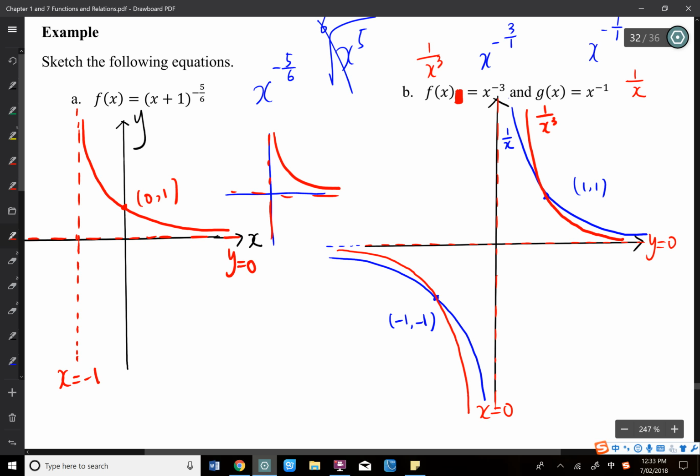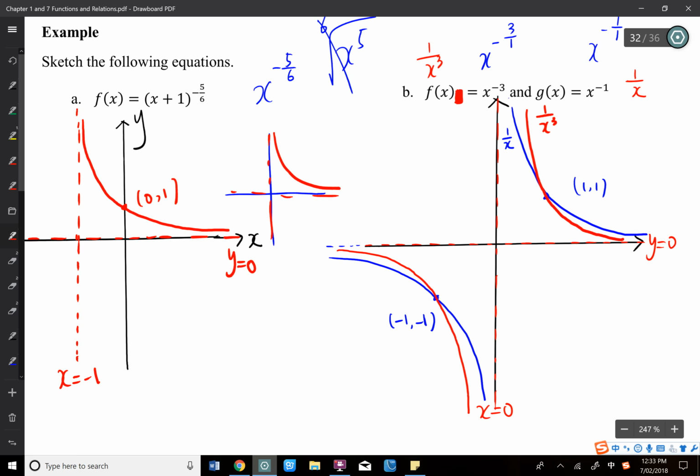Okay, the red one is 1 over x to the power of 3 and the blue one is 1 over x. Well, actually, my graph is not really accurate. It's not accurate for sure, it's wrong. The asymptotes need to go longer and your graph needs to get closer to the asymptotes and be parallel to them. But I know that this graph is hard to sketch. Just want to let you know.